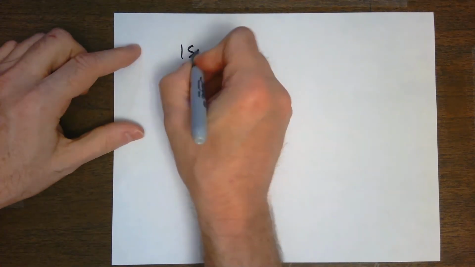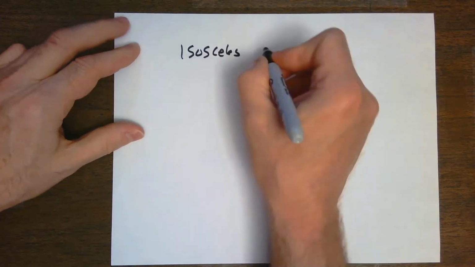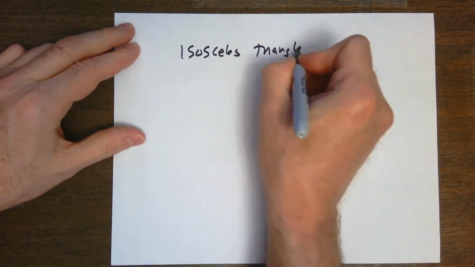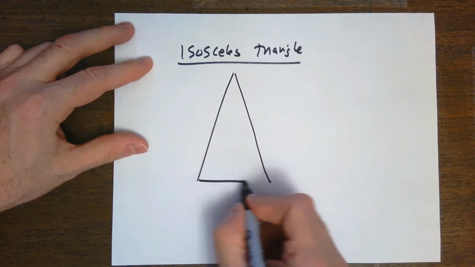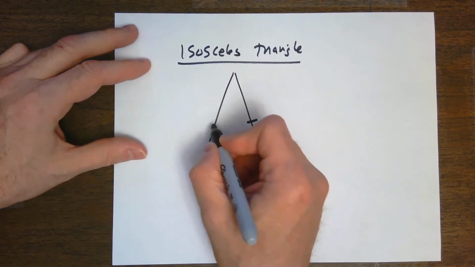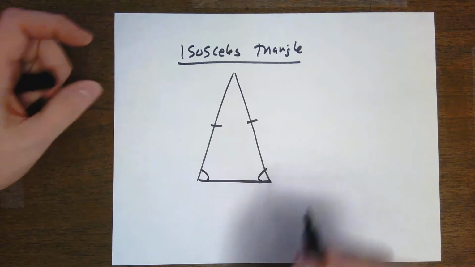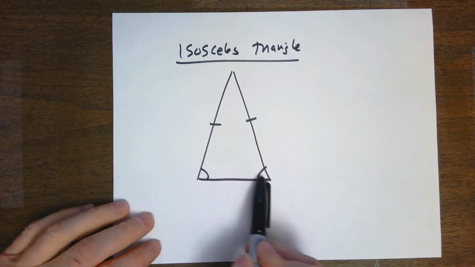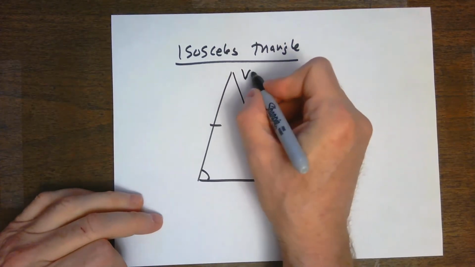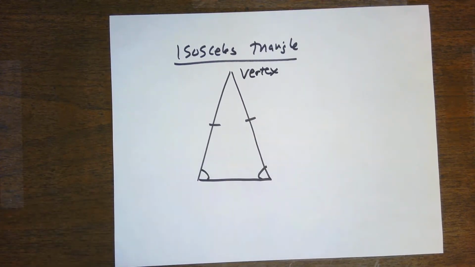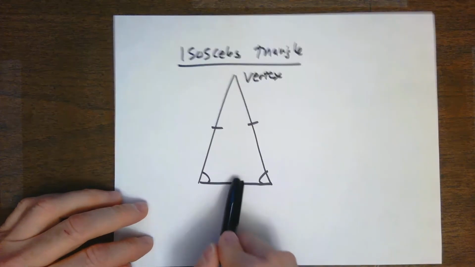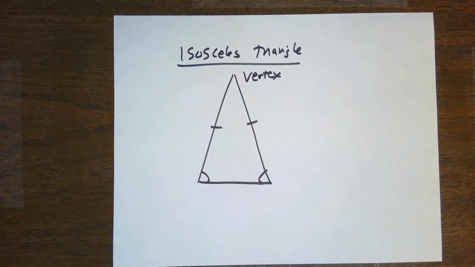For problem number 5, the textbook assumes you remember a lot of this stuff from your geometry class. In an isosceles triangle, I've got 2 congruent sides and 2 congruent angles. The base angles are congruent. This is called the vertex. The 2 sides are congruent, and the 2 base angles are congruent. So think about this when you're doing problem number 5.